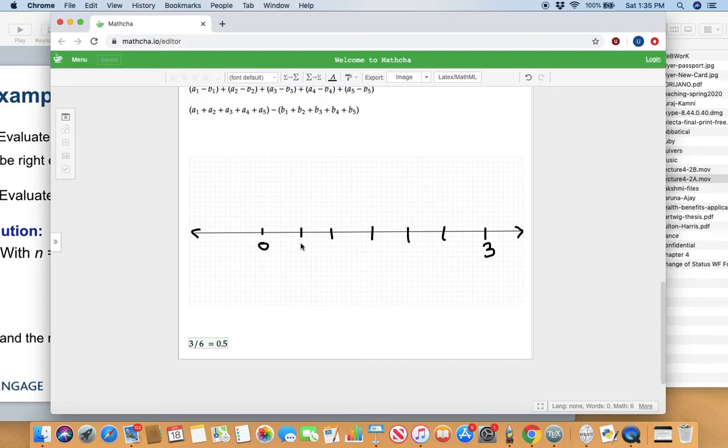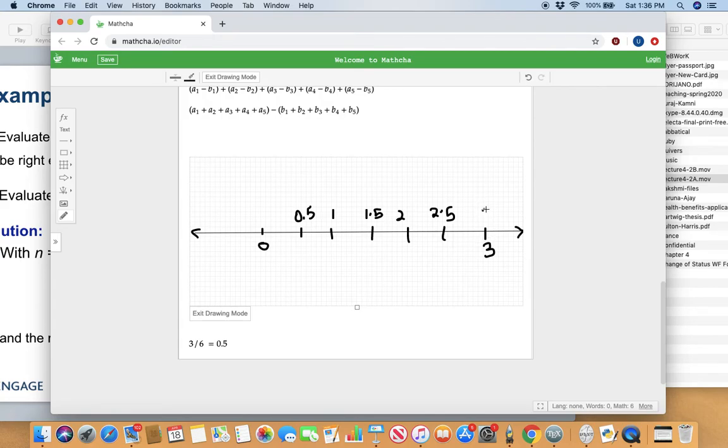So what is this point going to be? Well, this point is going to be 0.5 because that's the width of each. What is this point going to be? 1. What is this point going to be? 1.5. What is this point going to be? 2. Then 2.5. And this guy is 3.